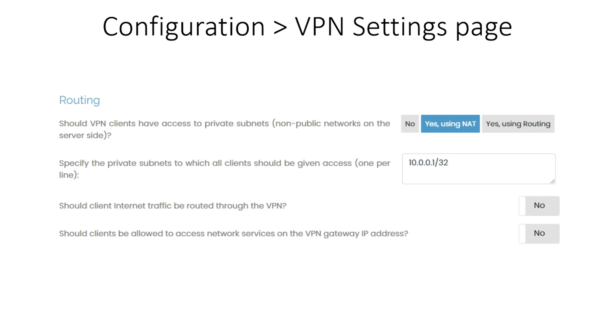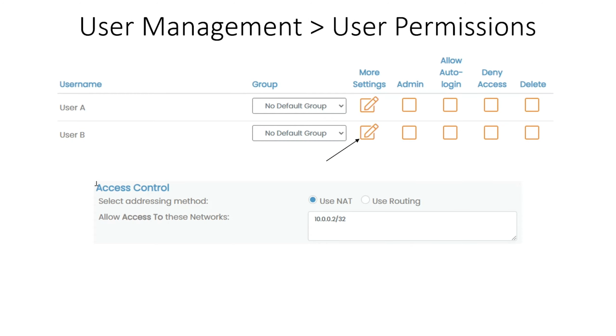This is CIDR address formatting, which will be familiar to most network administrators. And NAT means Network Address Translation, which makes implementation of our solution easier as no additional routing in your network will be required. Next, we go to User Management and then User Permissions.